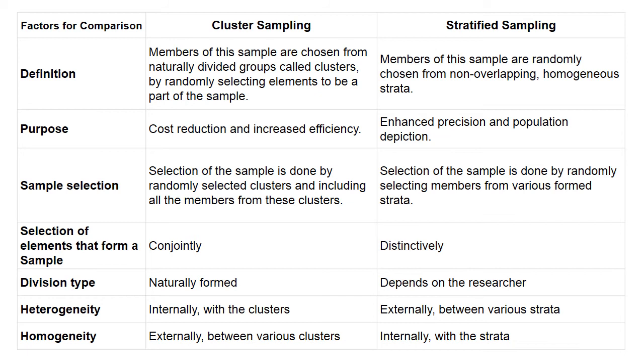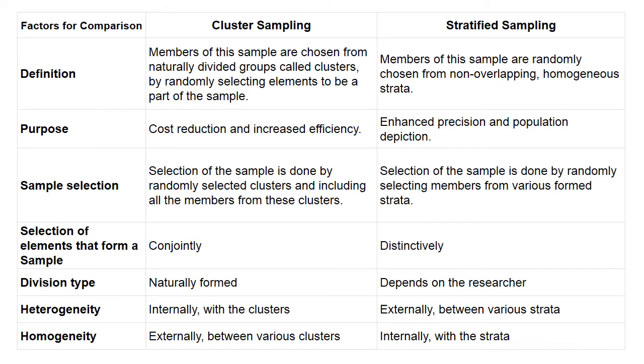Sample selection in cluster sampling is done by randomly selecting clusters and including all the members of those clusters. In stratified sampling, it is done by randomly selecting members from the various formed strata. Division: in cluster sampling it is naturally formed, and in stratified sampling it depends upon the researcher.